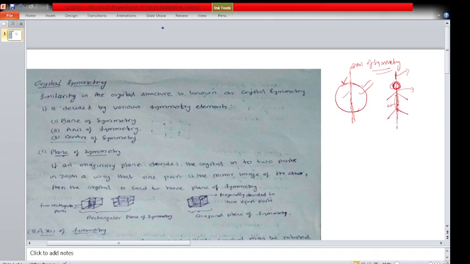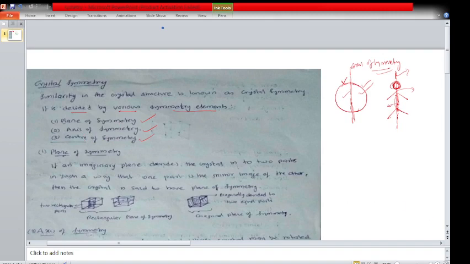In crystal symmetry, the symmetry is decided by various symmetry elements. What are the different symmetry elements available in crystals? Three different symmetry elements are available in crystals: plane of symmetry, axis of symmetry, and center of symmetry.